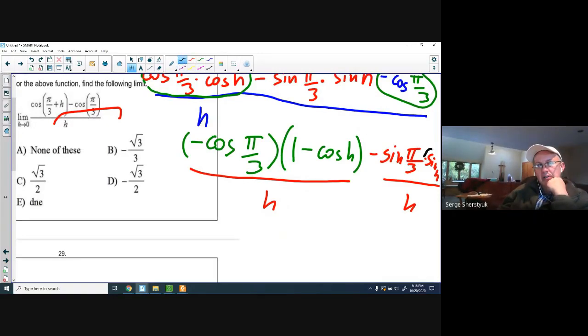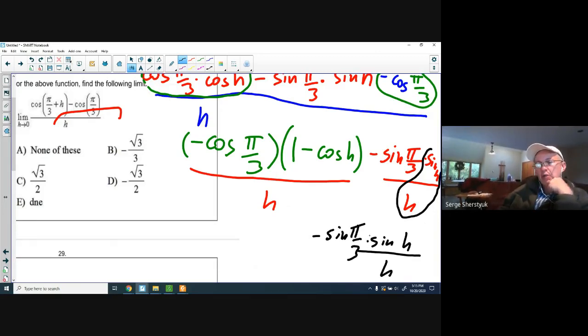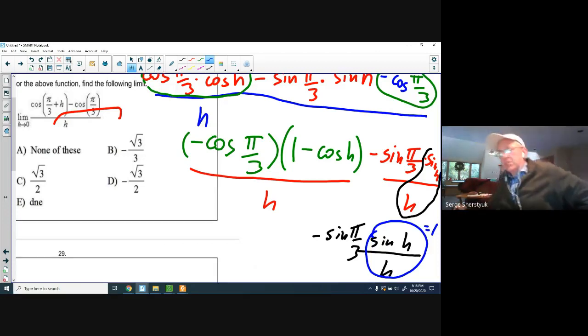What is this right here? That says sine of h divided by h. What's in front of it is negative sine of pi over 3. Now, don't be confused by sine of pi over 3. That's just a number, a pure number. This part, on the other hand, is what? The limit of that equals 1. That's one of the things you are responsible for. That's absolutely something you need to remember. So that's why I didn't really go over it at the beginning.